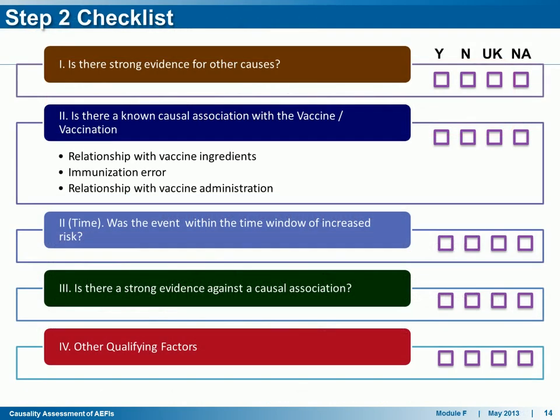Now that we have completed step 1, let us proceed to step 2, the checklist. As I mentioned earlier, there are 4 sections in the checklist: 1, 2, 3, and 4. Now each of these sections has questions. Section 1 has 1 question. Section 2 has 3 subsections, and it has 9 questions. Section 3 has 1 question. Section 4 has 8 questions.